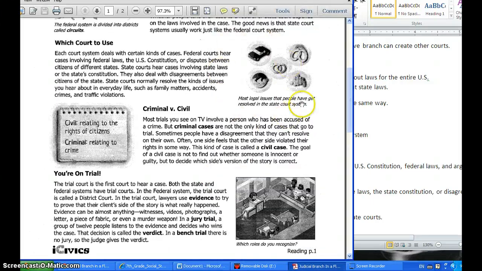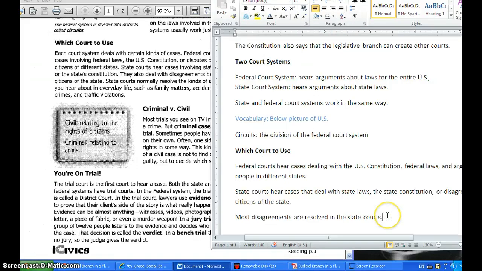Now, next to the reading, there's this little diagram, and it says most legal issues that people have get resolved in the state court system. So this is also very important to know. So even though I told you 1 to 2 sentences, sometimes you need to add a little bit more because there's more information involved. So I wrote a sentence that says most disagreements are resolved in the state courts. And as you can see, I put all of my notes in my own words. The importance of you doing that is that it helps you and it helps me understand your comprehension of the reading.